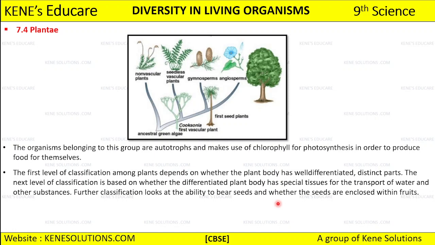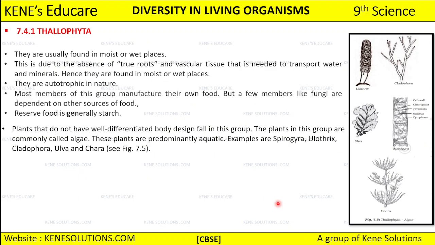And the last classification that we can see is whether the seed plants have the ability to bear seeds, or whether they enclose the seeds within the fruits. So these are the three levels of classification that we check, and this is how we are dividing the plants into five main divisions. The first division that we have is Thallophyta.